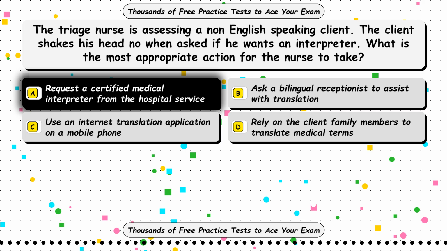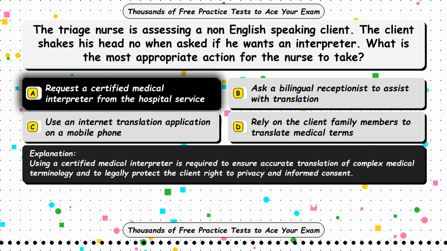The correct answer is option A. Request a certified medical interpreter from the hospital service. Using a certified medical interpreter is required to ensure accurate translation of complex medical terminology and to legally protect the client's right to privacy and informed consent.